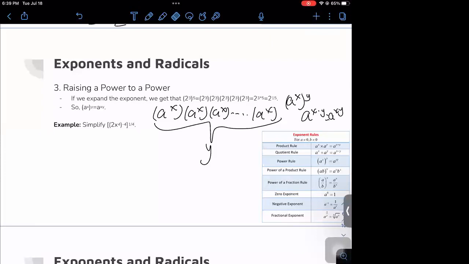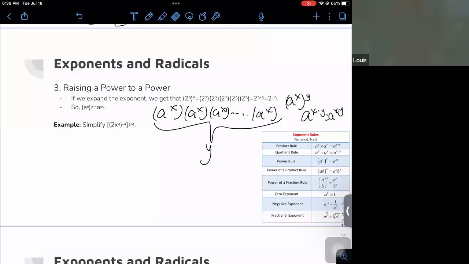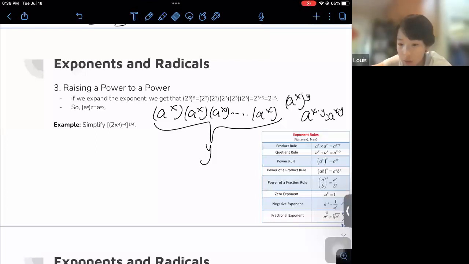Okay, anyone wanna share the solution? Anyone wanna share the solution? No one does, then I'll just go over it myself.